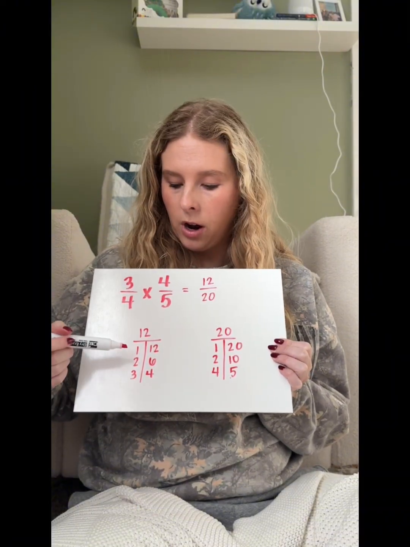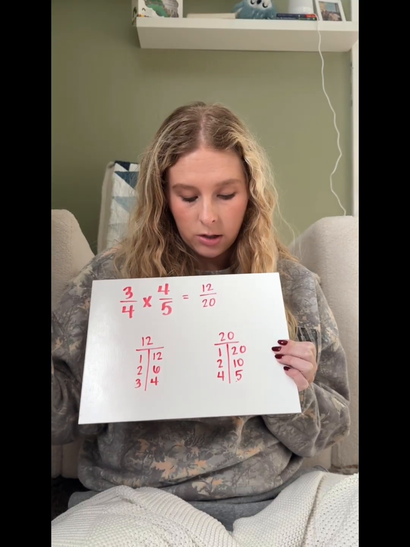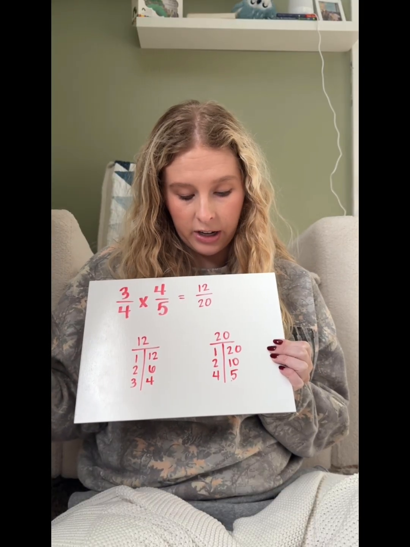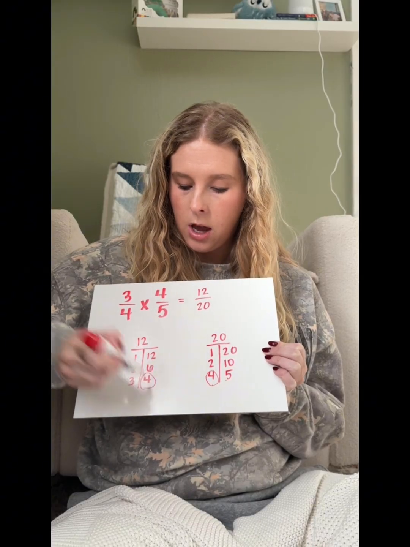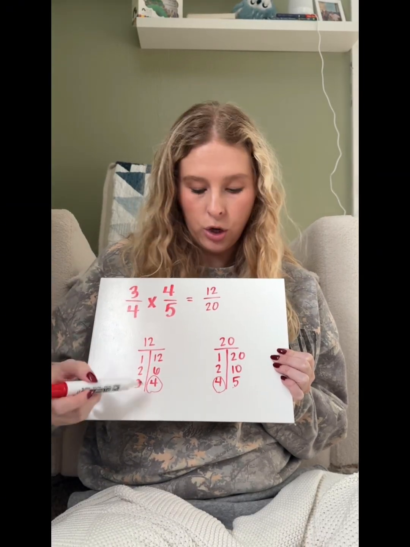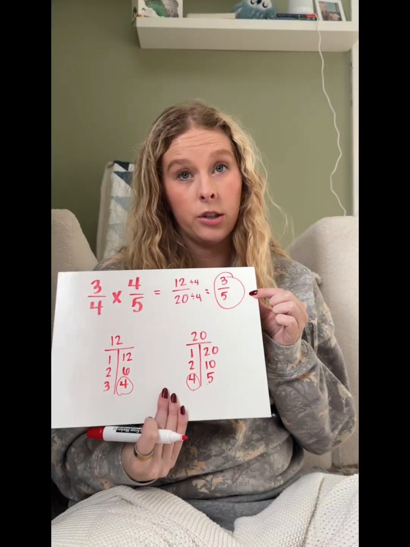All right, so we've got our factors of 12 and our factors of 20. Which one is the greatest common factor, the biggest number that they share? It is 4. Now that we have the greatest common factor, we're going to go back up to our fraction and we're going to divide top and bottom both by 4. 12 divided by 4 is 3. 20 divided by 4 is 5. So your simplified fraction is 3/5.